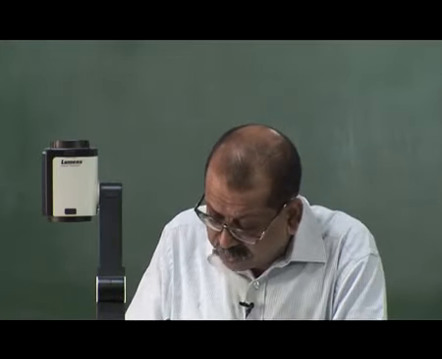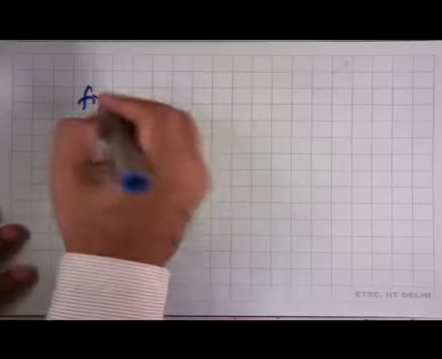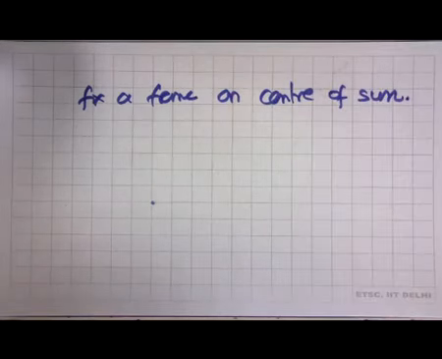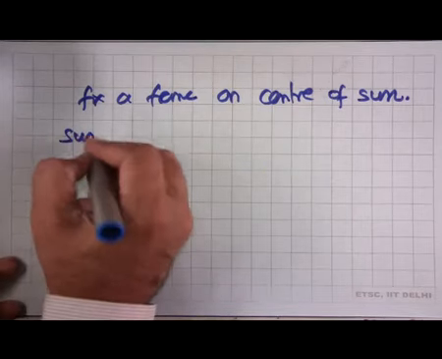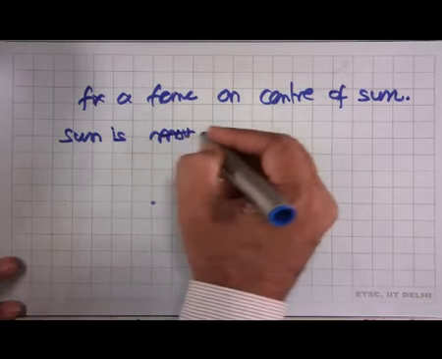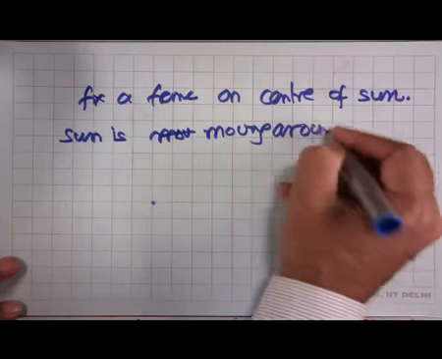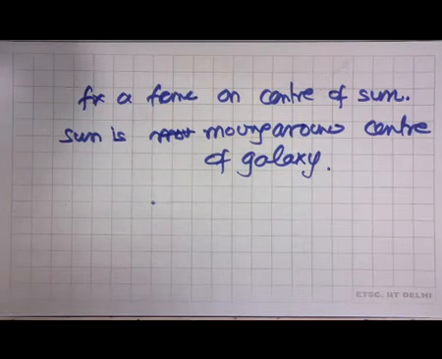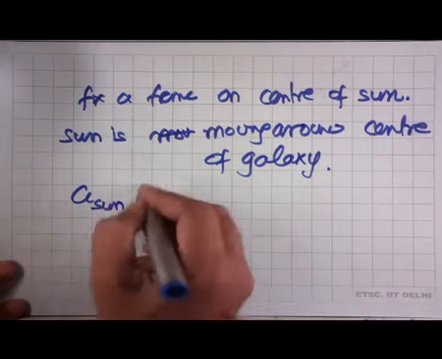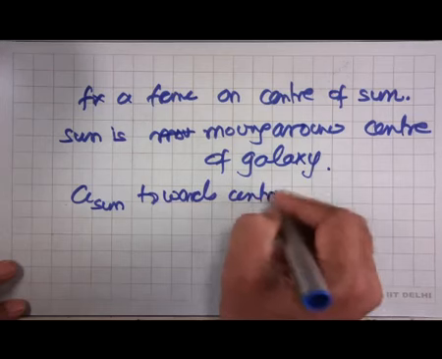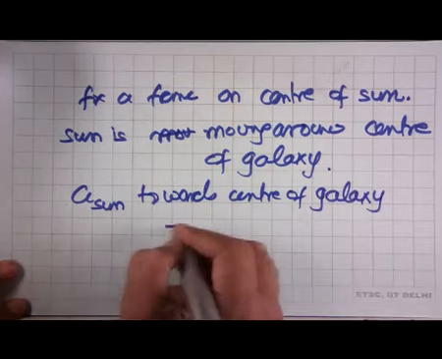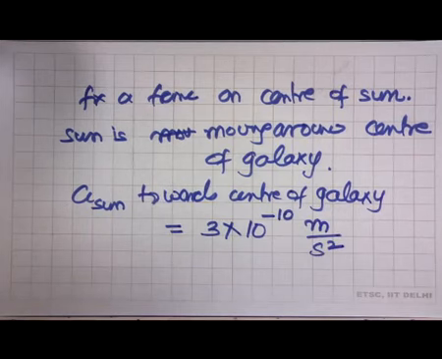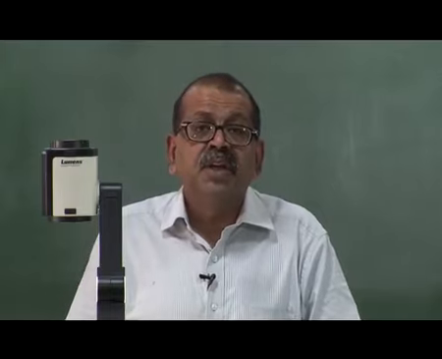So, then what we say is, we go one step ahead, we fix a frame on the center of the sun, but then what we see is that the sun is moving around the center of the galaxy, and if we look at the acceleration of the sun towards the center of the galaxy, this turns out to be 3 times 10 to the power of minus 10 meters per second square. Much slower, but technically speaking, then maybe even this cannot be inertial.